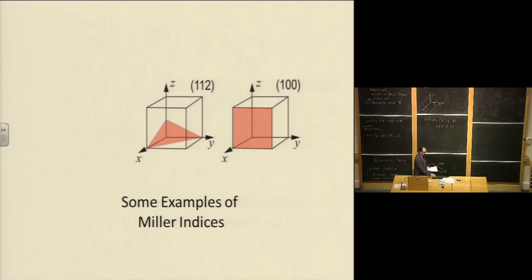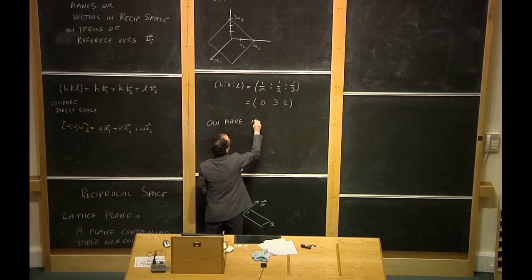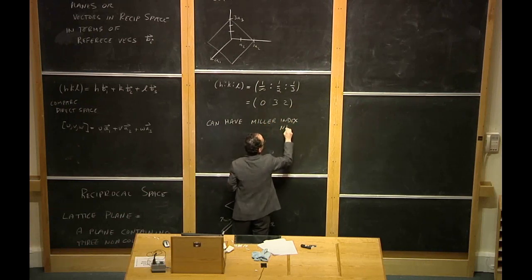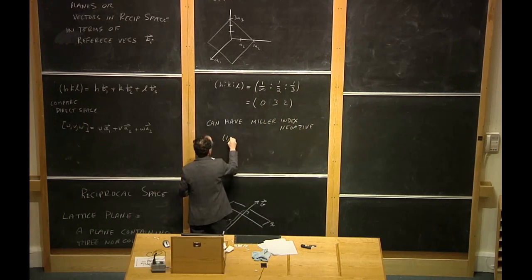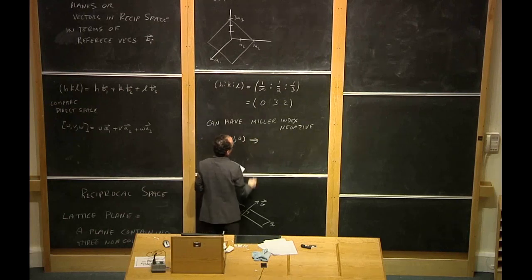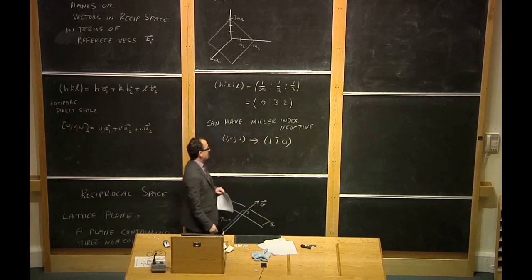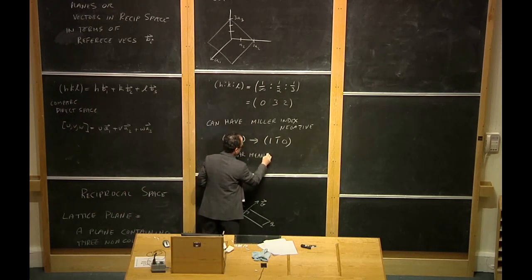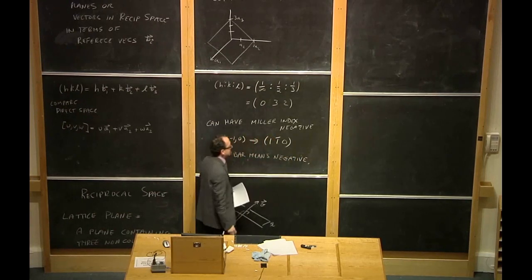You can also have a situation where a Miller index is negative, like 1, minus 1, 0, which you typically write as 1 with a bar over it, 0. The bar means negative. That's just the notation that's conventionally used.